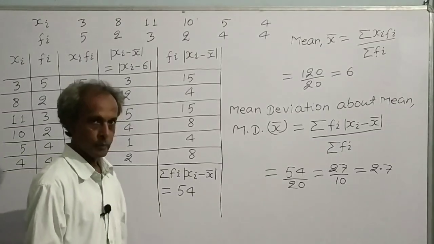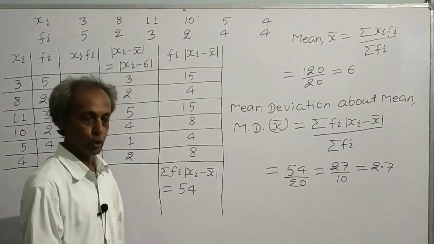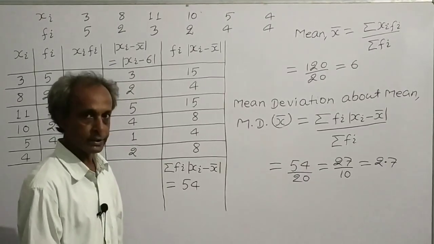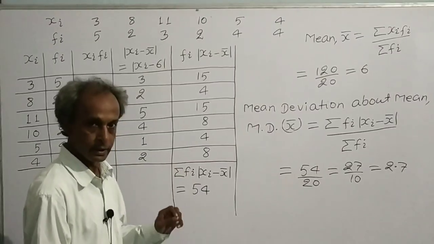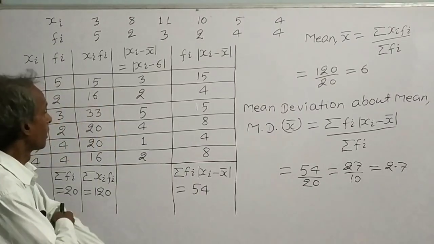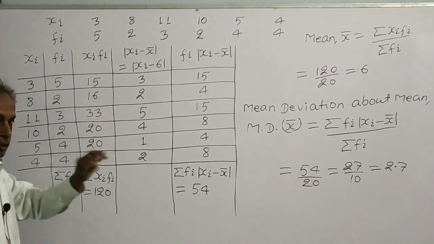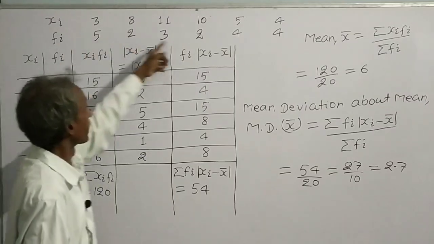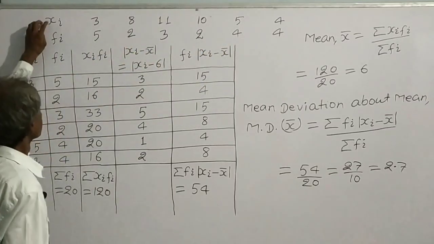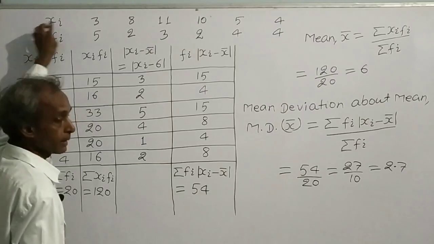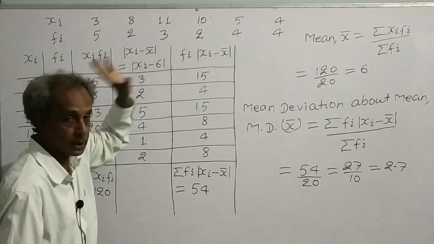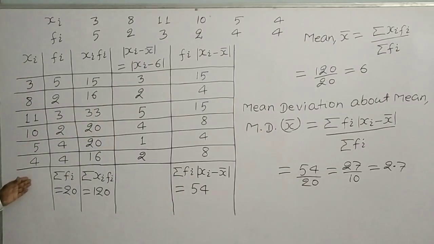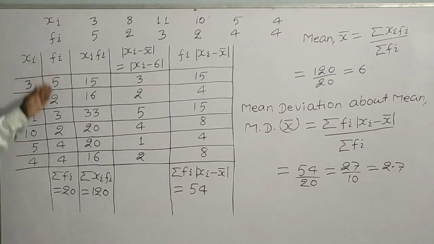In this video, I will solve a question that was asked in JEE Advanced 2023. In the question, xi and fi, that means value of xi and its corresponding frequency are given. We write xi in first column and fi in second column.